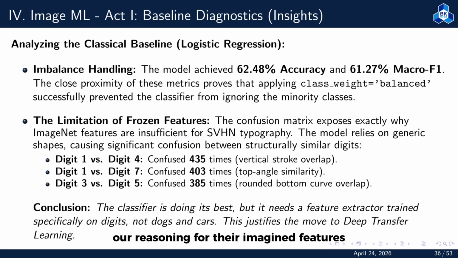Our reasoning: the ImageNet features are designed to recognize generic objects like cars or dogs, not the specific nuances of SVHN typography. We see massive confusion between digit 1 and digit 4, and 1 versus 7, simply because the frozen features overlap in vertical and angular strokes. This confirmed that while deep features are good, they need to be fine-tuned for this specific task.